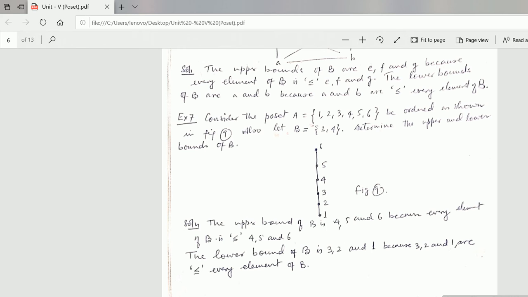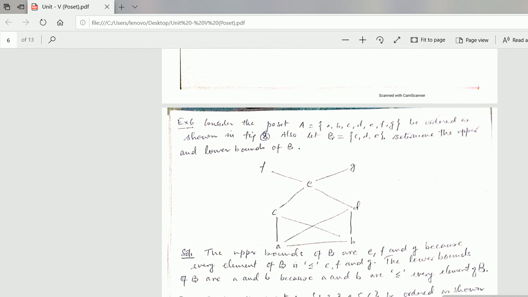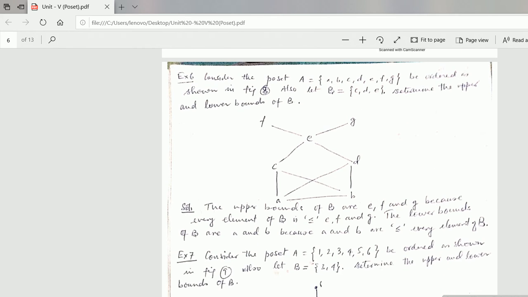So the upper bound of B is 4, 5, 6 because every element is this. The lower bound of B is 3, 2, 1 because 3, 2, 1 are less than or equal to every element of B. Likewise, you can try to understand this example also. Alright, so in this way I have shown you these two definitions.